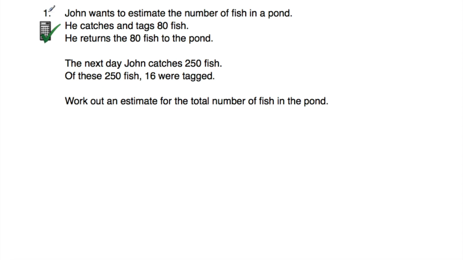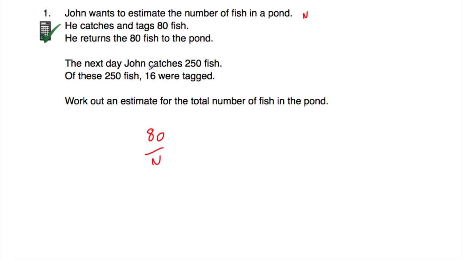Okay, let's have a look at question number 1. Question number 1 says, John wants to estimate the number of fish that live in a pond, and he catches and tags 80 fish, and he returns the 80 fish to the pond. So let's call the number of fish that live in the pond to begin with n, the total number of fish, and he caught and tagged 80 of them. So 80 out of the total number were tagged.